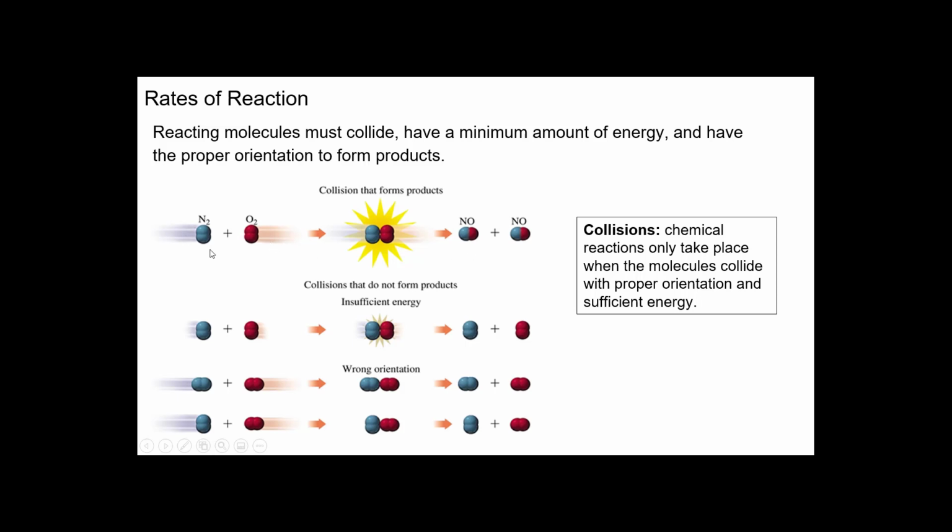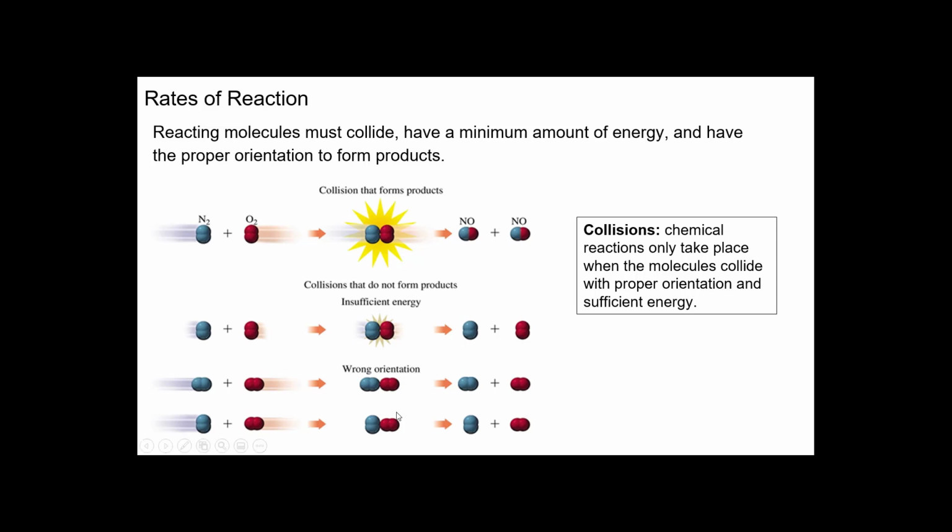But along with orientation, the collisions have to give enough energy in order for the reaction to occur. And we'll get into what that energy is in a few slides. But when the collision happens, there has to be enough energy in that collision to allow this to happen. If the collision does not have enough energy, then these molecules simply bounce off each other and go on their way. Nothing happens. If we look at the other one here, there's wrong orientation.